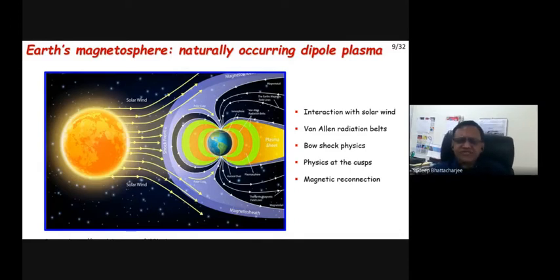Now, some interesting physics can be studied. For example, interaction of the dipole plasma with the solar wind, Van Allen radiation belts, bow shock physics, what happens in the bow shock region, physics at the cusp. You notice that there is a polar cusp here. So high energy charged particles can penetrate through this cusp region, and this cusp physics becomes very interesting. And of course, if you go down this plasma sheet, you have a null point, and there is an X point where you can have magnetic reconnection physics, which is one of the very burning topics in plasma physics.